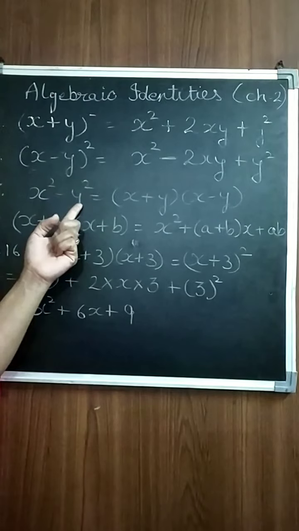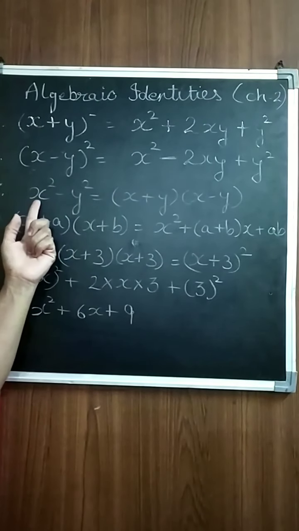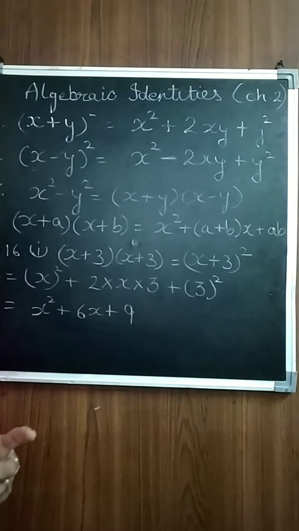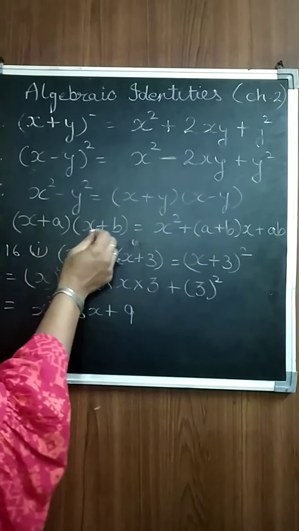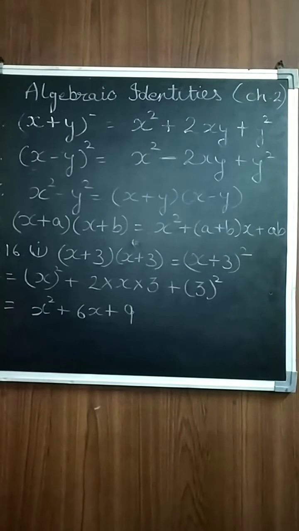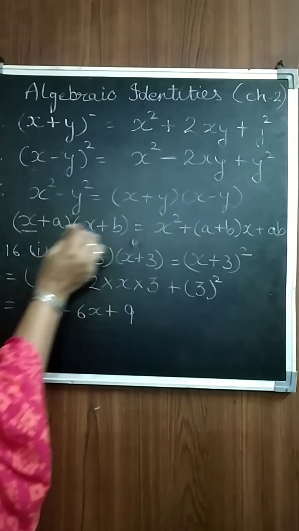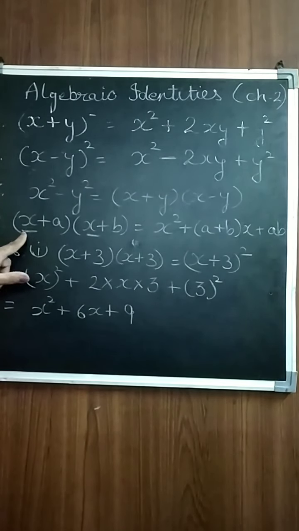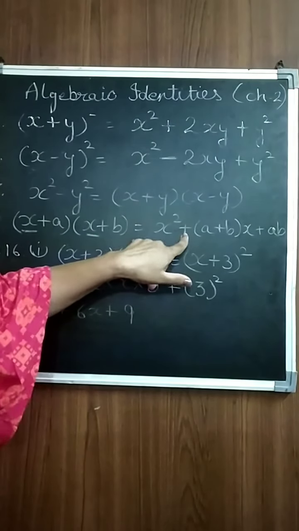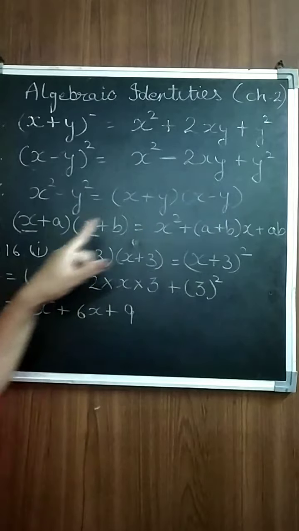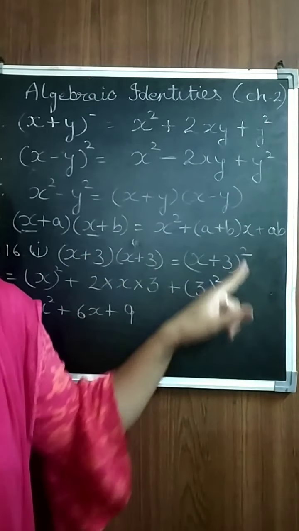The difference of the squares is equal to the sum of these two terms into the difference of these two terms. Fourth is x plus a into x plus b. What does it mean, x plus a into x plus b? This x is the same number, but a and b are two different numbers. Then how does it work? x square plus a plus b into x, plus a into b, the product of these.